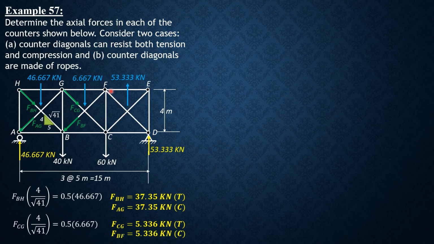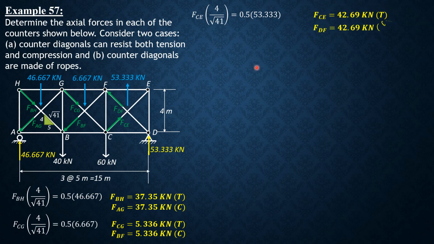We then proceed to panel CD. In panel CD, DF should be compression while CE must be in tension. So let's compute FCE. The vertical component FCE times 4 over square root of 41 is equated to half the panel shear, 0.5 of 53.333. So FCE is 42.69 kilonewtons tension, and FDF by symmetry is also 42.69 kilonewtons compression.